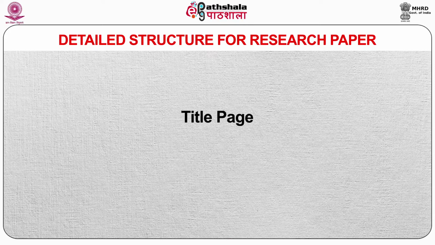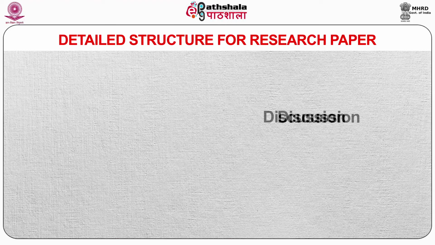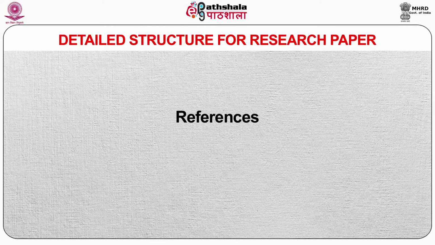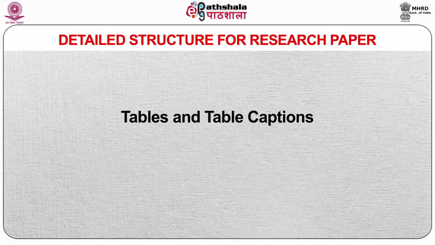Research papers typically have the sum of the following components. First one is title page, abstract, next is introduction, after that methods, then results, then discussions, then conclusions, then acknowledgements, references, then tables and table captions, and then figure and figure captions.